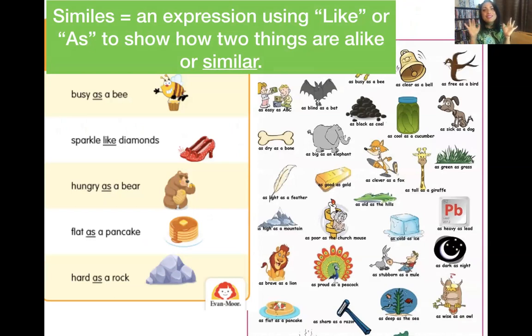She sparkles like a diamond. She's hungry like a bear. Flat like a pancake. And hard as a rock. Remember, with similes, you are assuming that someone understands a bee, so they would understand busy. They understand a diamond, so they understand sparkle. They understand hungry because they understand as big as a bear. Okay.